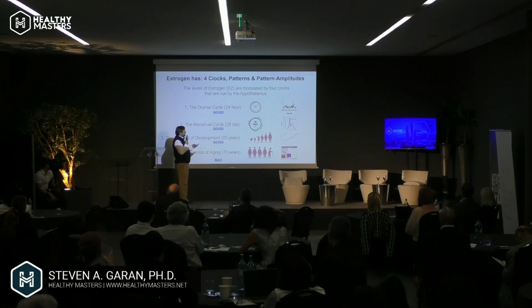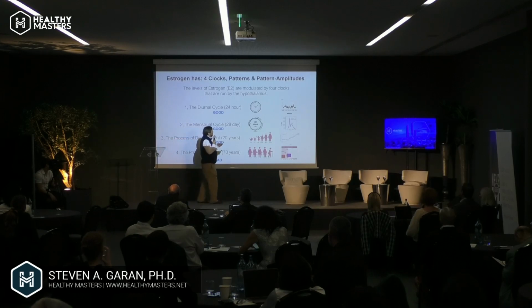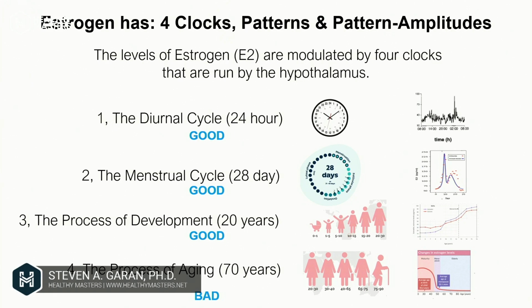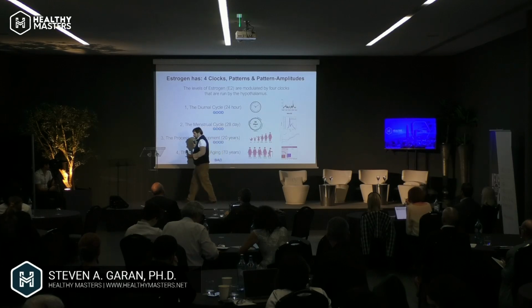During the 28-day cycle, when women are menstruating, there are two peaks, one at the beginning of the cycle and one at the end of the cycle. And during development, you can see that estrogen increases, and during aging, quite the reverse happens. So remember, the daily pattern is embedded in the 28-day cycle, and that's just embedded in the aging or the development period.